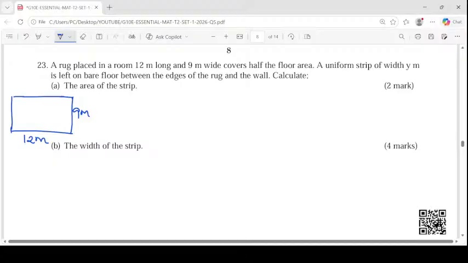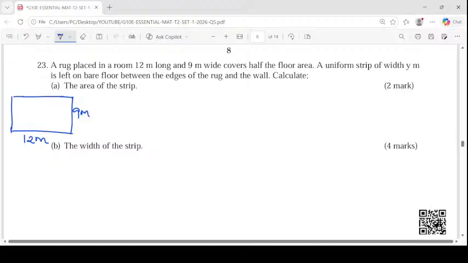A uniform strip of width y meters is left on bare floor between the edges of the rug and the wall. Calculate part A, the area of the strip.